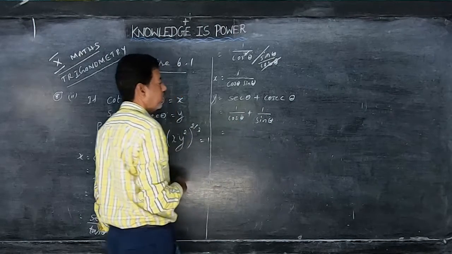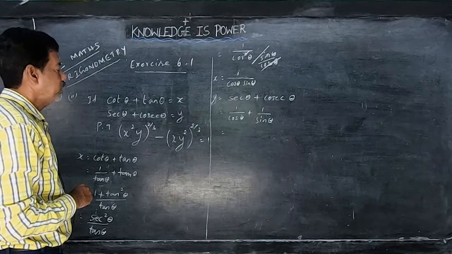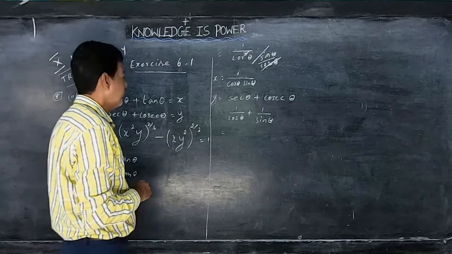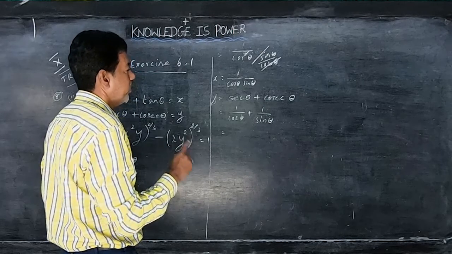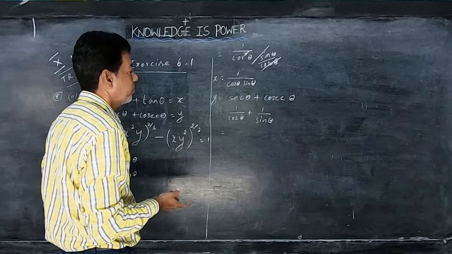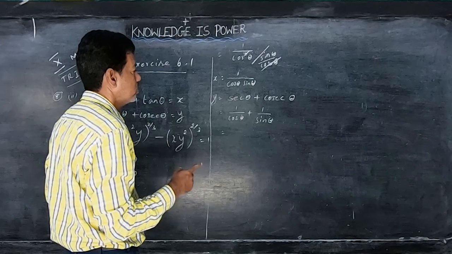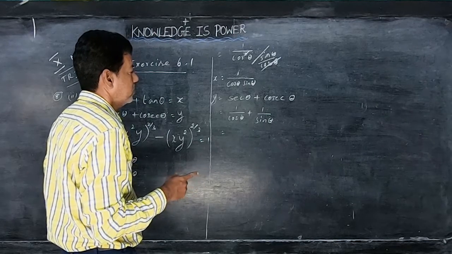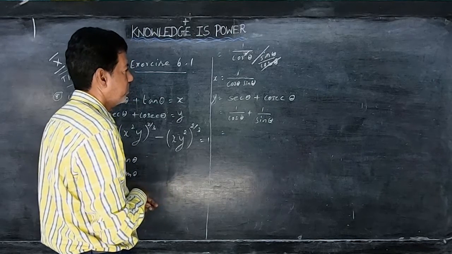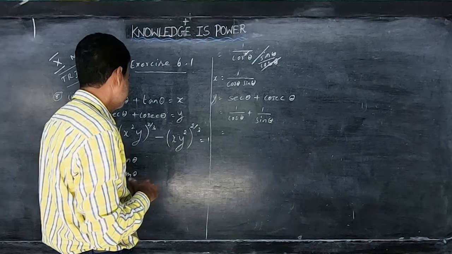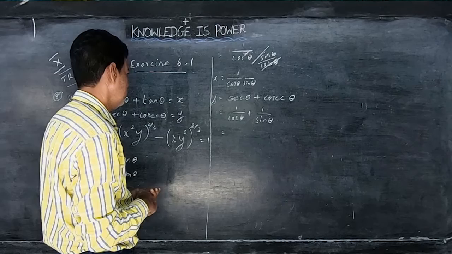So if you make a cross multiplication, 1 by secant plus 1 by cosecant, cosecant is 1 by sin. Okay, so if you take LCM, both will come in the numerator, and the denominator will come like that. Okay? sin theta plus cos theta, divided by the value of y, sin cos cos by sin.